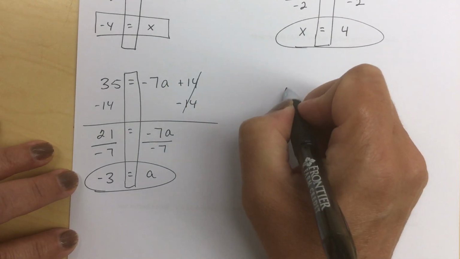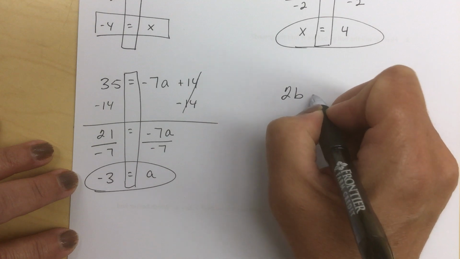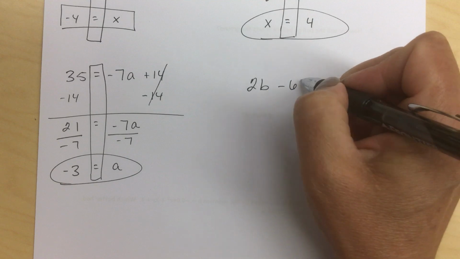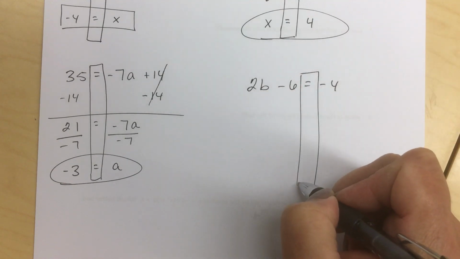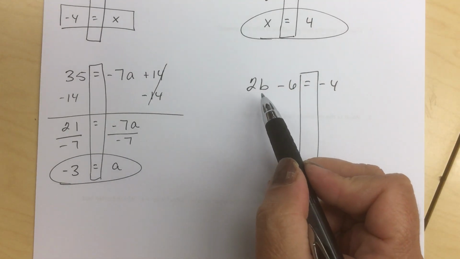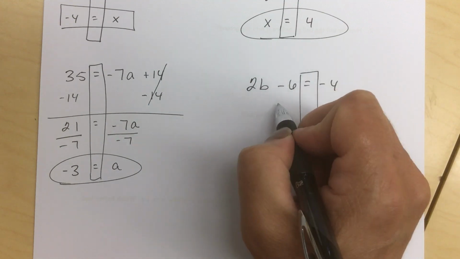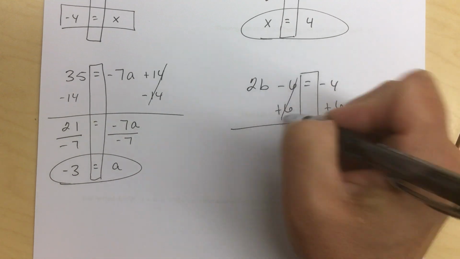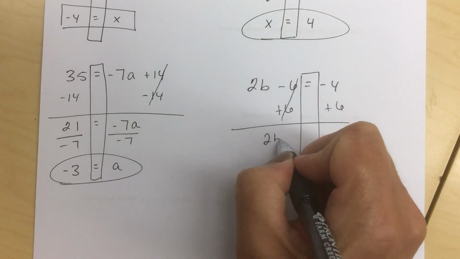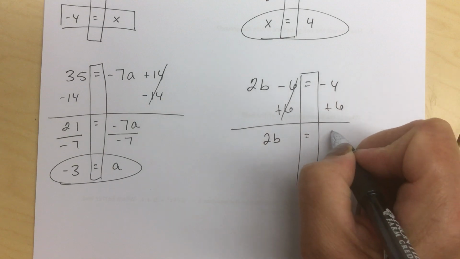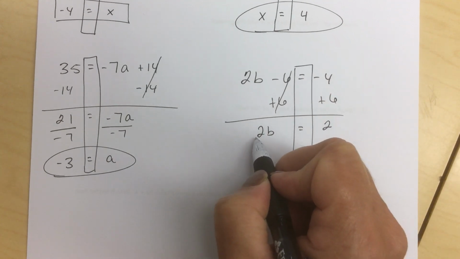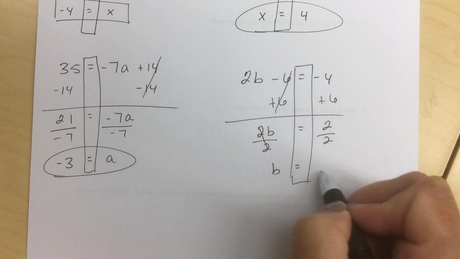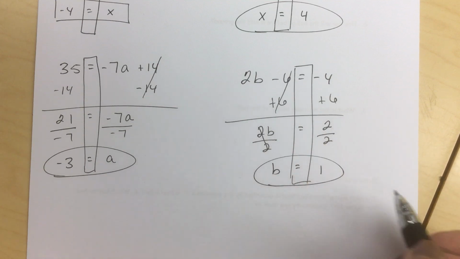Okay, let's do 2b minus 6 equals negative 4. Again, make your big wall. Okay, I'm going to get my b alone, so I need to get rid of my negative 6, or my minus 6. So I'm going to add 6 to both sides. That's gone. I bring down the 2b. Negative 4 plus 6 is a positive 2. The way that I undo this multiplication is to divide. And so b is equal to 1, because 2 divided by 2 is 1.